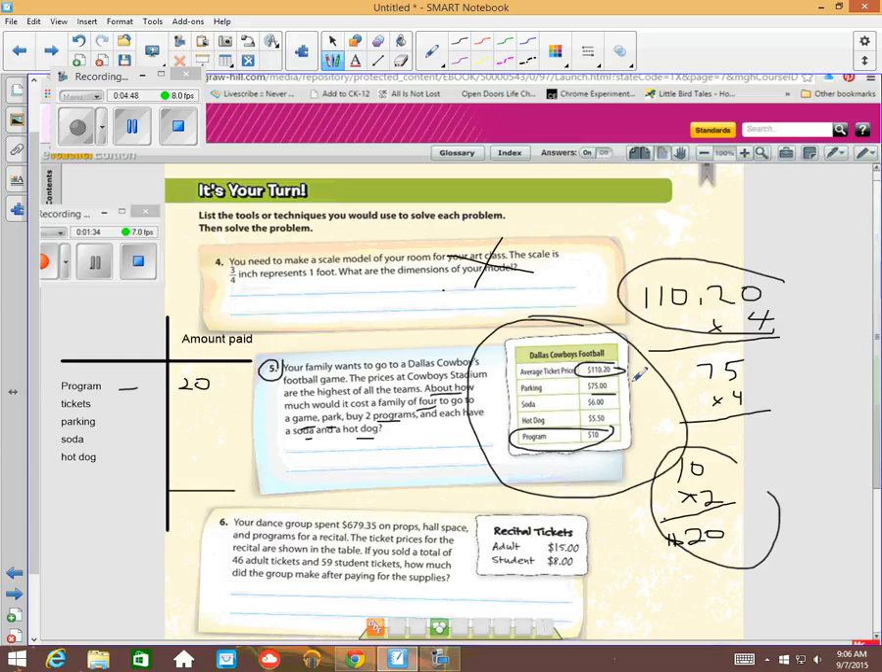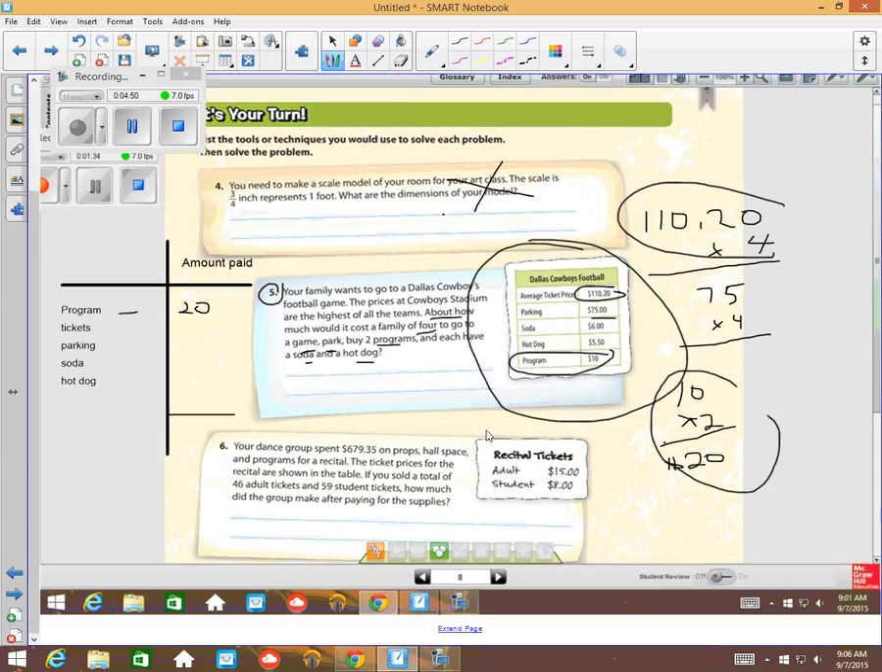All right, let's look at number 6. Your dance group spends $679.35 on props, hall space, and programs for a recital. This is what they spent. The ticket prices for the recital are shown in this table. So you see it here, all the prices.